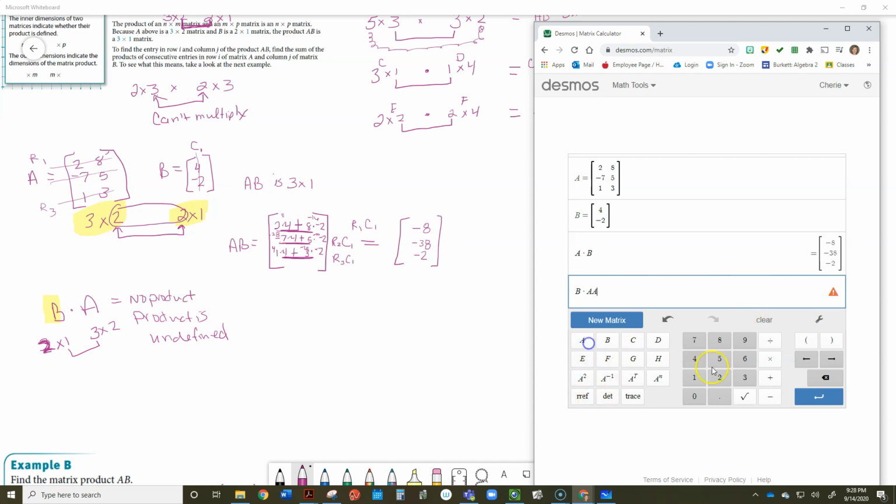Probably say the same thing if you tried to say A plus B. Because remember what has to be true? Cannot add matrices with different dimensions. So to add two matrices, they have to be the same size. A and B are not the same size, so we can't add them. So pay attention to that warning sign. And if you hover over it, it tells you.